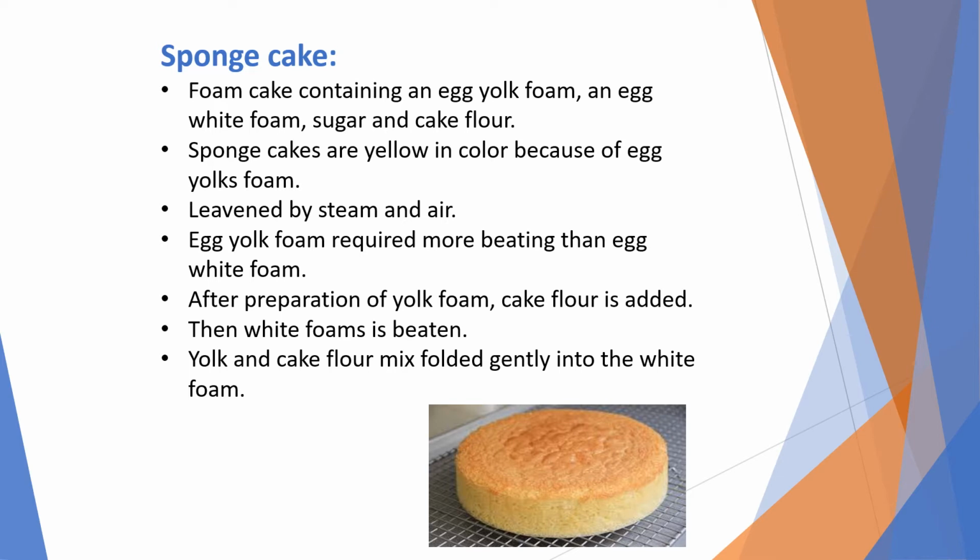Sponge cakes are yellow in color because of the egg yolk foam. They are leavened by steam and air. Egg yolk foam requires more beating than egg white foam. After preparation of the yolk foam, cake flour is added. Then the white foam is beaten. The yolk and cake flour mixture is folded gently into the white foam.